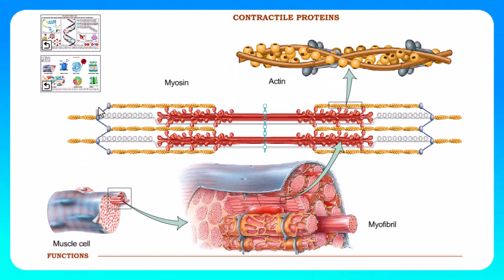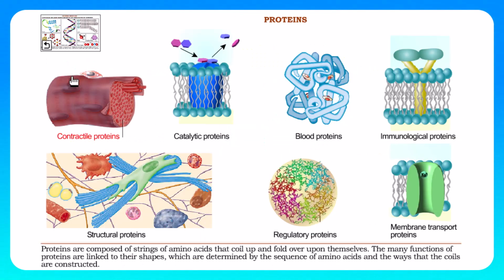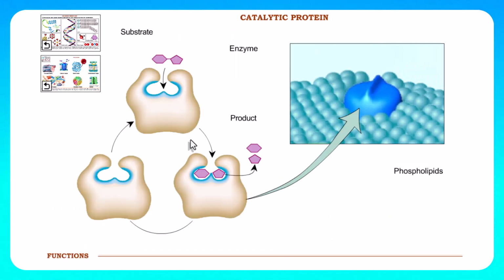The first example are contractile proteins. Contractile proteins such as myosin and actin that are found in skeletal muscles work together to make muscle cells shorten. Catalytic proteins. Catalytic proteins are also known as enzymes, and they're usually found in plasma membrane and act as catalysts that speed up chemical reactions.